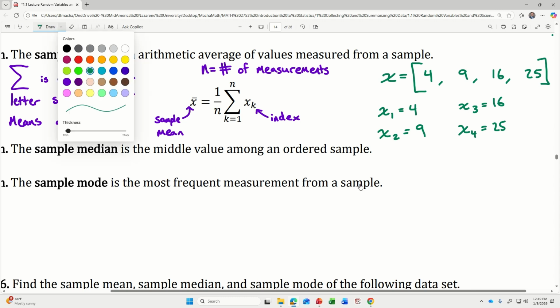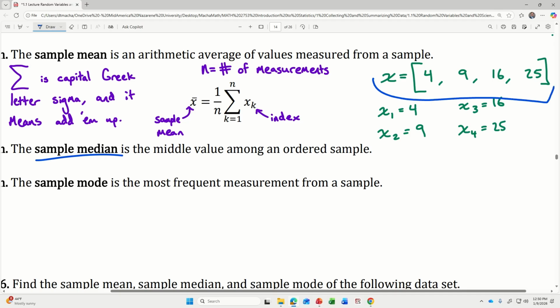So if I asked you, what is the sample median of this set in green? The median is halfway between 9 and 16, so it's 12.5. If you've got an odd number of measurements, it's the middle one. If you've got an even number of measurements, it's the average of the middle two. Good question.